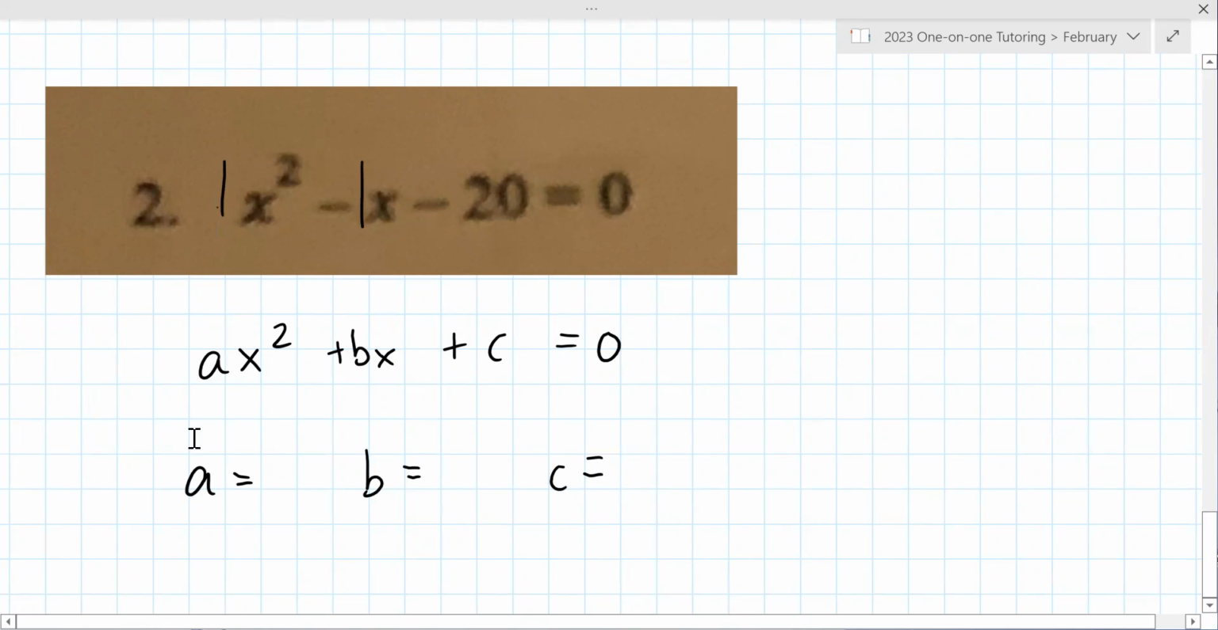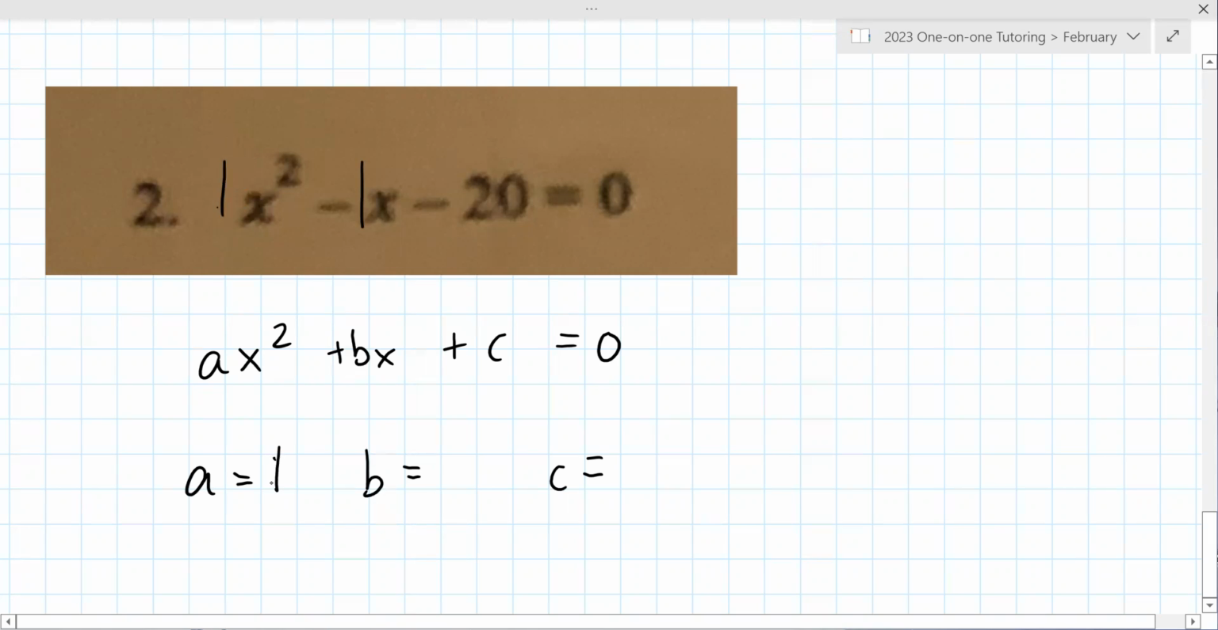I'm not really sure on that. Okay, so A is the number in front of x squared. What's the number in front of x squared? 1. Now see how there's no 1 drawn? You have to draw 1. Okay, so if there's just no number, you just draw 1.